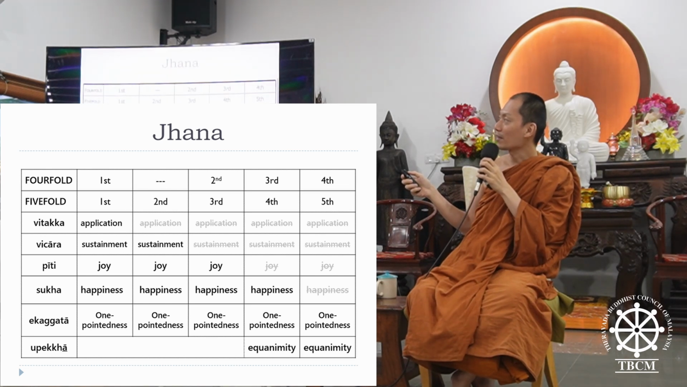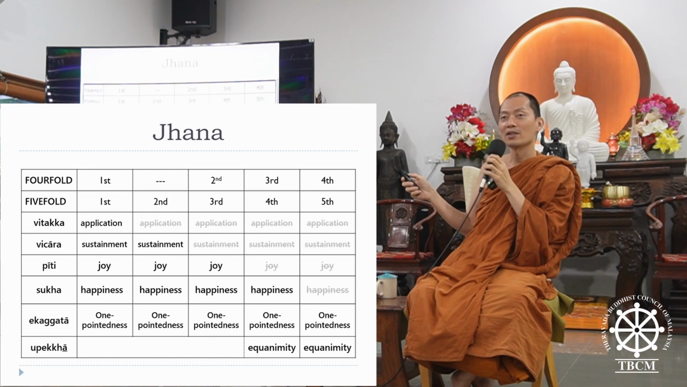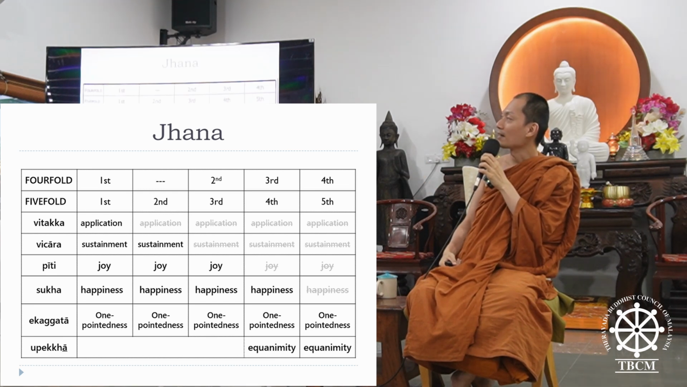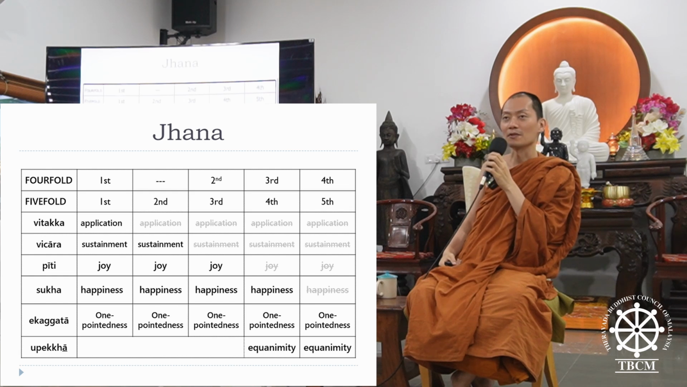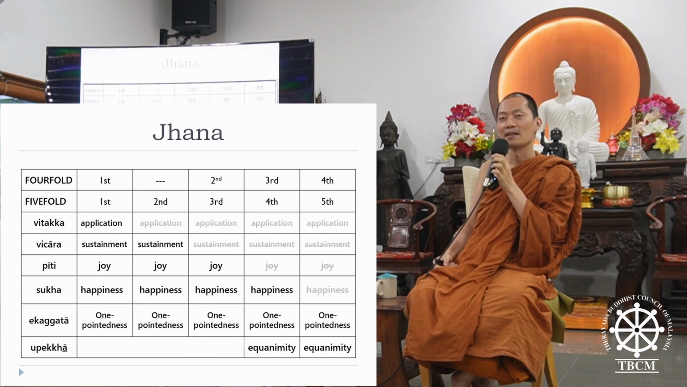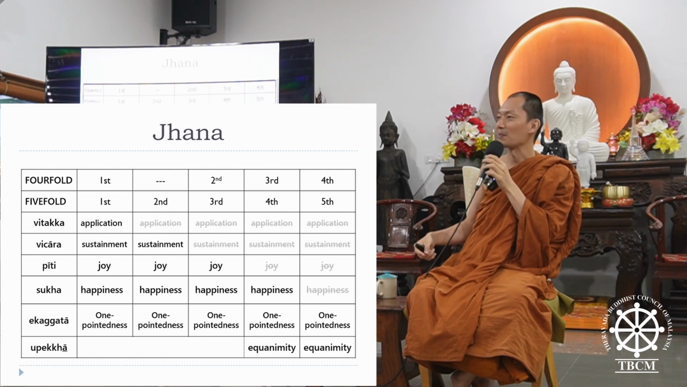I'll try to explain this chart. If you look at this chart over here, the first row mentions four-fold, right? Then the second row mentions five-fold. We are going to totally ignore the five-fold because five-fold is the Abhidhamma classification. Abhidhamma changed four jhanas to five jhanas, and the claim is attributed to Sariputta.